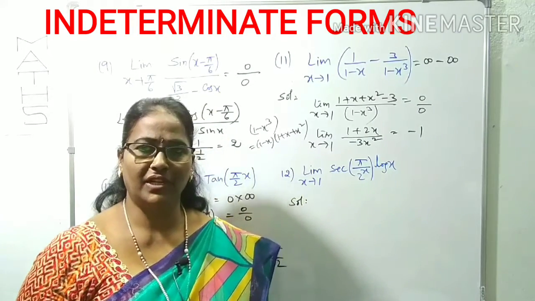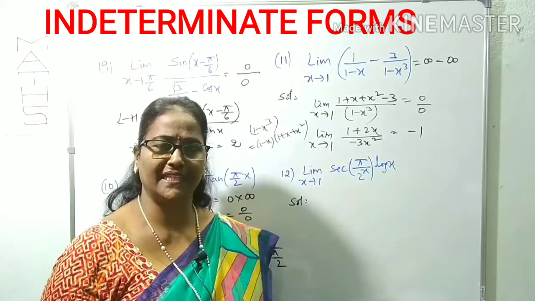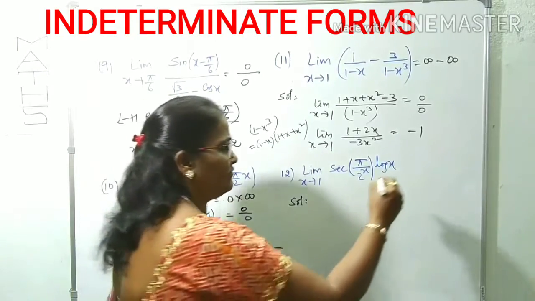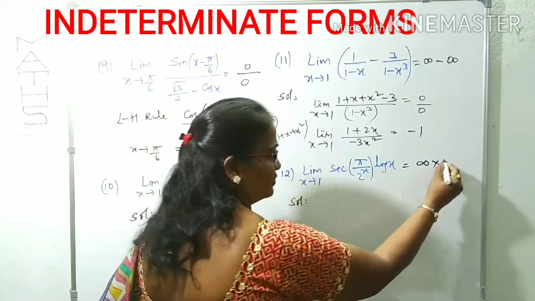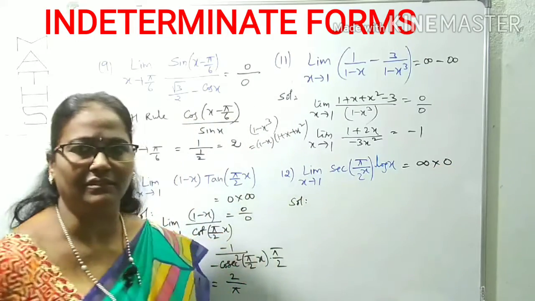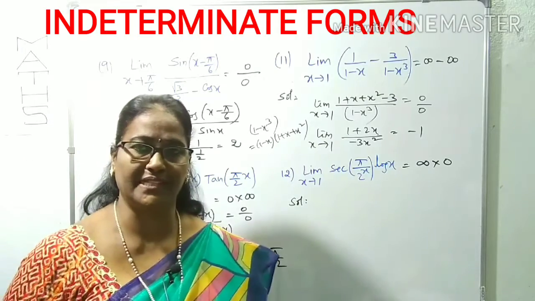Sec is the reciprocal of cos. Cos 90 is 0, so sec 90 is infinity. Means it is infinity into log x, where x is 1, so log 1 is 0. Infinity into 0, or 0 into infinity. What can you do? For this also you can use L'Hospital rule.